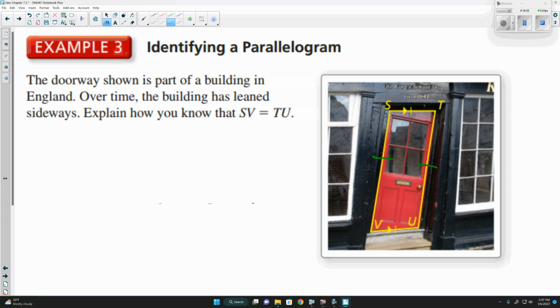Opposite sides parallel. Yes. ST are both parallel and the same. Wait, so the bottom is slanted, the top is slanted. Everything is slanted. Yes. So because these two sides are congruent and parallel, it means it is a parallelogram. And because it's a parallelogram, the opposite sides are congruent. So ST, SV, and TU are congruent.